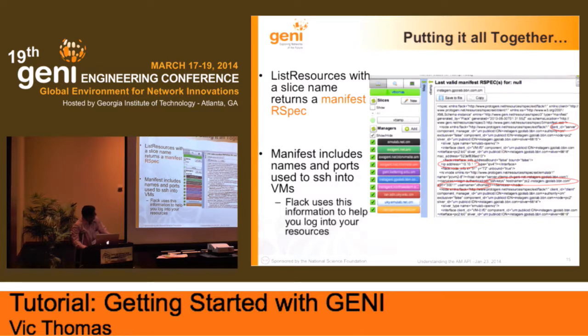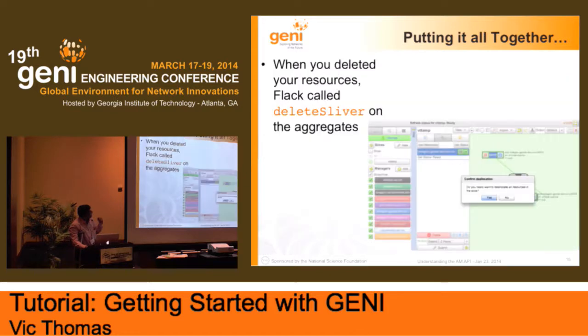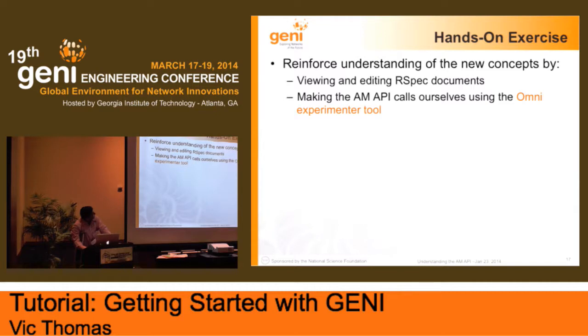As I already said, it has port numbers and so on. We did this, and then when you were done and you pressed delete, FLACK essentially made the call delete sliver to delete all the resources at that aggregate. So that's pretty much what happened behind the scenes when you did the last exercise. Any questions?